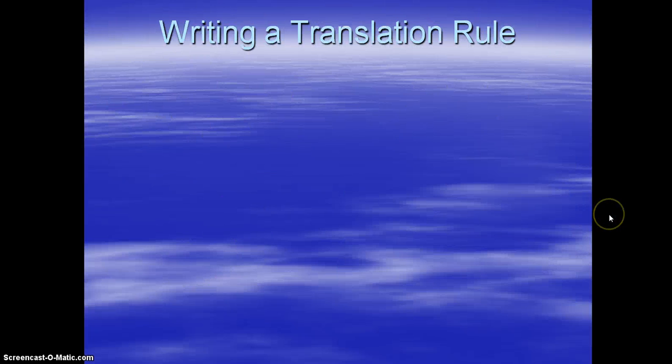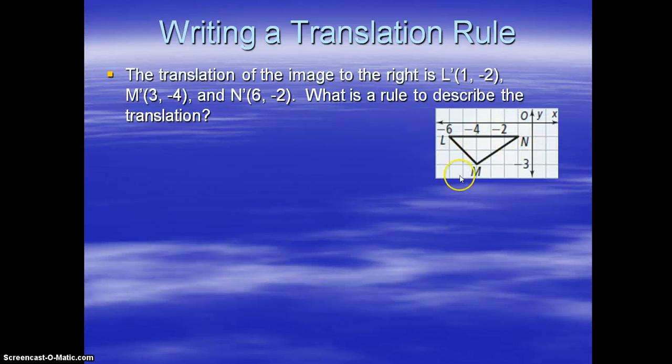Okay, so we can also look at the opposite, where we determine the rule. If I gave you the pre-image, such as this one right here, and I gave you L prime, M prime, and N prime, those are the points of the image, we can find a rule to describe our translation. Since everything should move the exact same way at the exact same time, we really only need to look at one of the points. So I'm going to take a look at L.